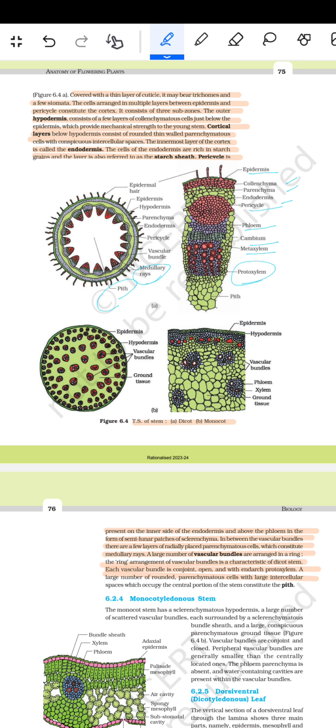क्योंकि ये स्टेम है, डाइकोट का स्टेम है, तो डाइकोट का स्टेम जो होता है ये इनडार्क होता है, तो प्रोटोजाइलम अंदर की ओर हो गया, फिर अंदर में पिथ हो गया. फिर इसमें भी एपिडर्मिस हो गया, हाइपोडर्मिस हो गया, वैस्कुलर बंडल हो गया, ग्राउंड टिश्यू हो गया और इस तरह से अरेंज्ड है, स्कैटर्ड है कर सकते हैं. फिर इसमें होता है एपिडर्मिस है, हाइपोडर्मिस है, वैस्कुलर बंडल है, फ्लोएम है, जाइलम है और ग्राउंड टिश्यू है.